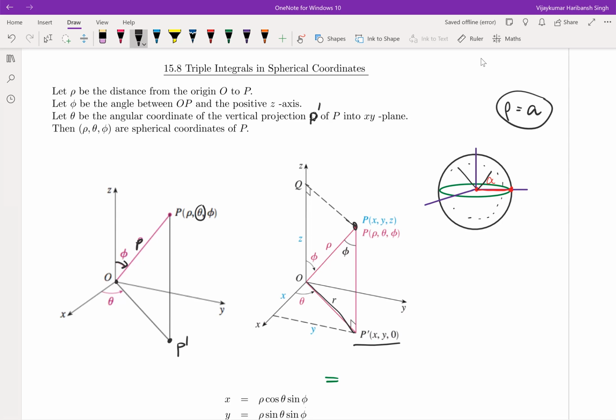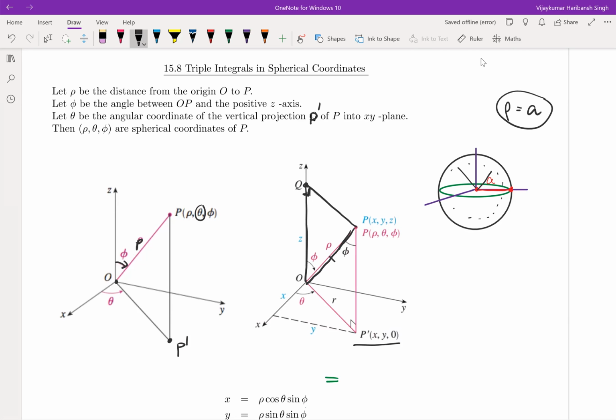Let's understand a little bit more about this. One way to understand it is to see how rho, theta, phi, the spherical coordinates, relate to the Cartesian coordinates. So if we have the point rho, theta, phi, let's work on the z coordinate first. The z coordinate is this length here. Take this triangle now. This triangle is a right angle triangle, and we'll use trigonometry in it. The right angle is here.